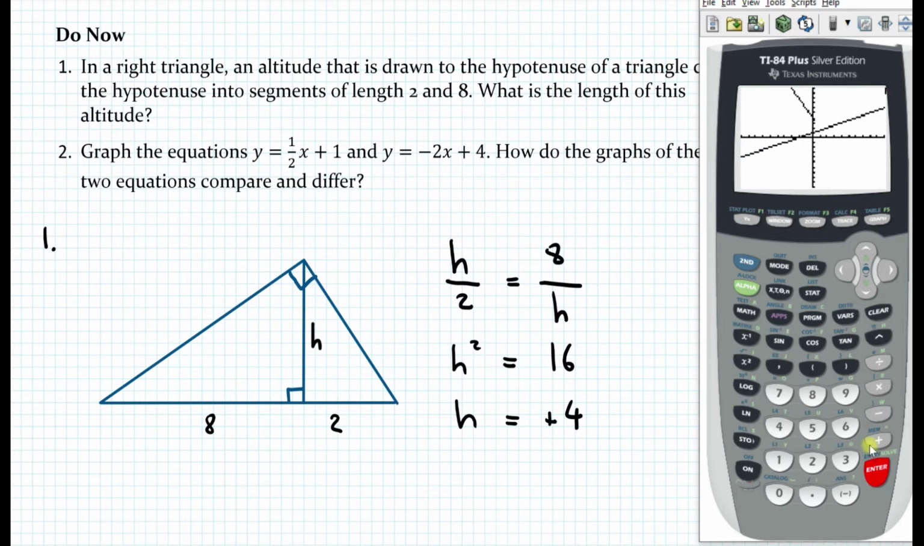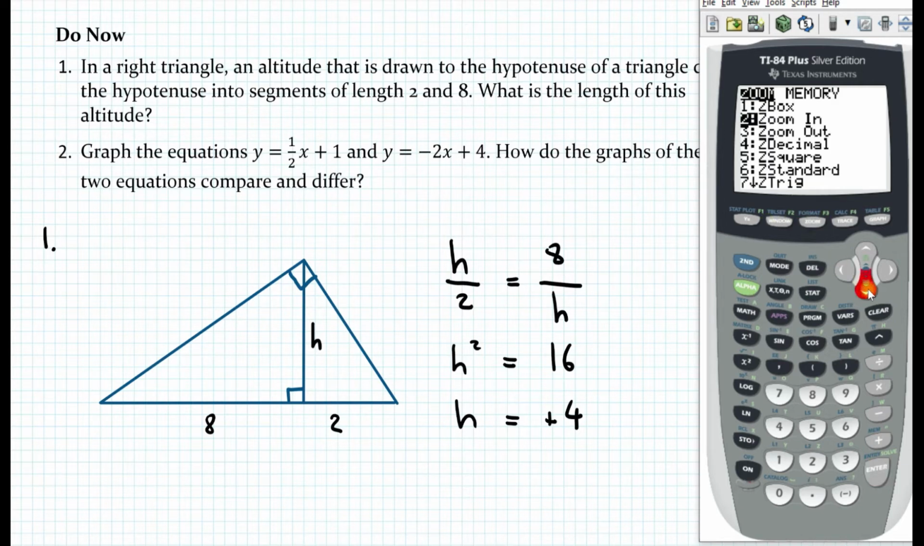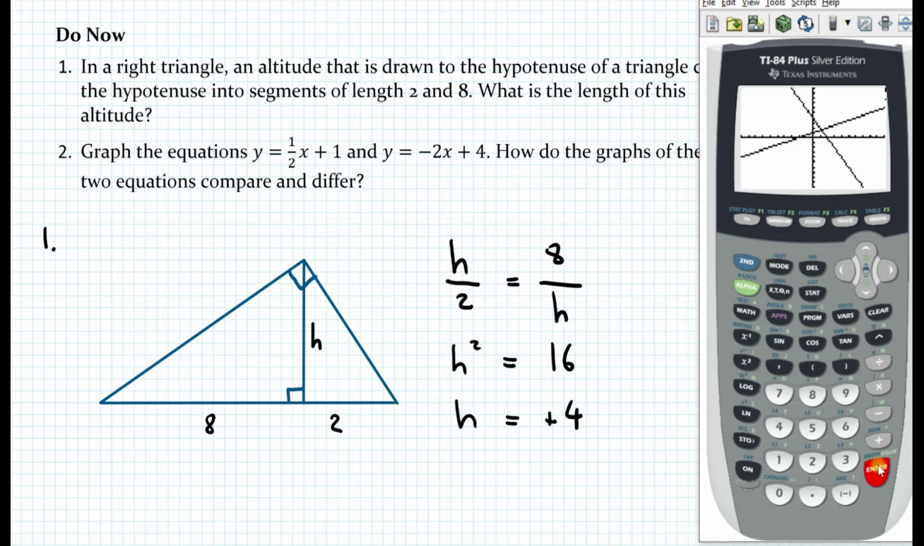Basically, what a zoom square does is give the same number of units on the x and the y axis on the screen itself, okay? Then you have another function, for example, zoom fit, so it fits it in a proper way so you can see it better. Let's try that one out and see what happens in this case. Okay, either way, you can see that these two graphs intersect.